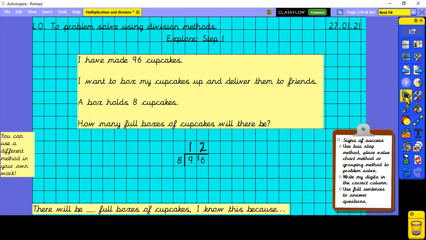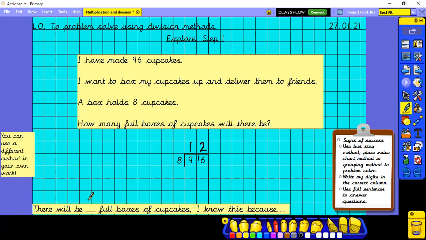So 96 divided by 8 is 12. So now I need to answer with a full sentence. I'm going to say there will be 12 full boxes of cupcakes. I know this because 96 divided by 8 equals 12. Okay, so that is how we problem solve with division.